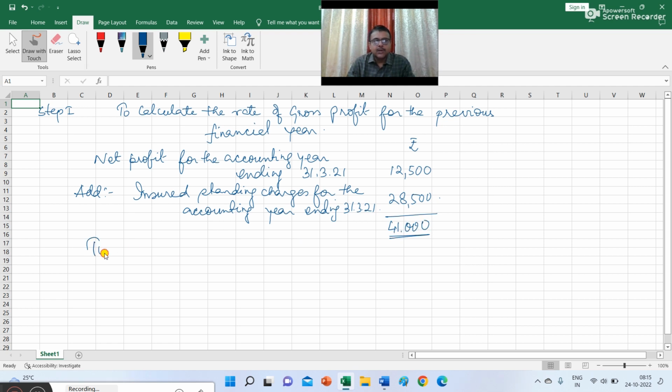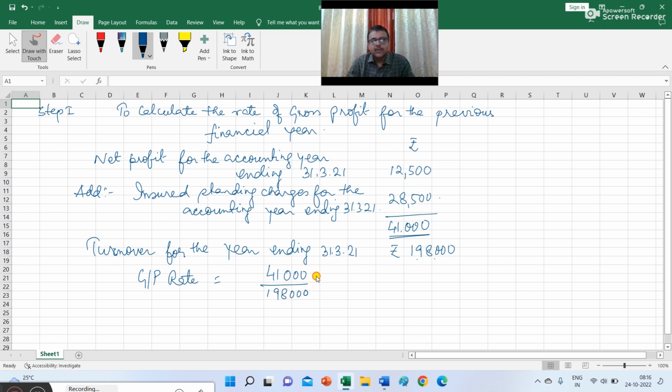Now what is the turnover for the year ending 31st March 21? It is 1,98,000. So the GP rate or gross profit rate is 41,000 by 1,98,000. Multiply it with 100 and you will get 20.71%. So in step 1, the gross profit rate that you have to calculate is arrived at 20.71.